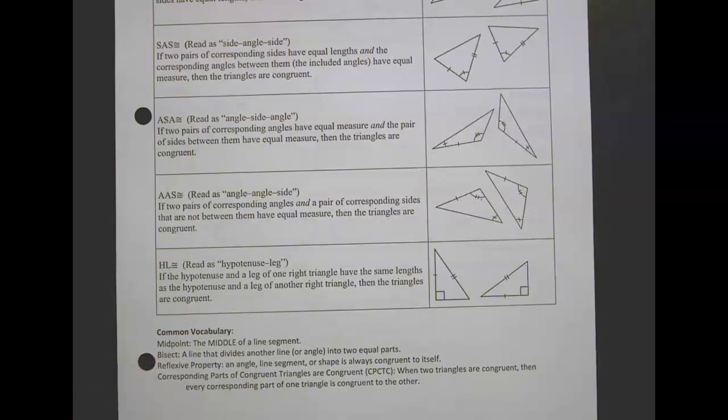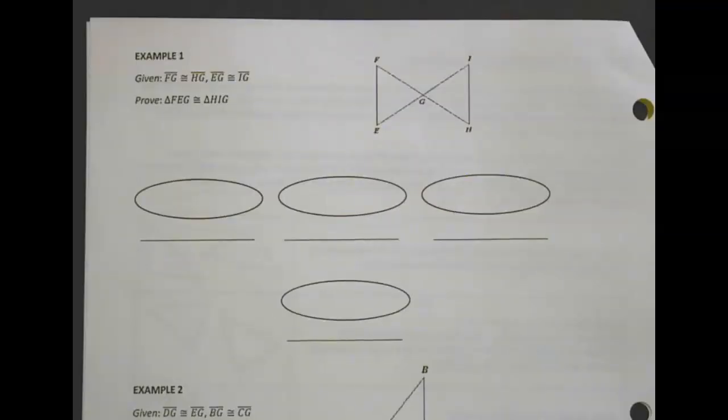So go ahead and pause the video, find example 1, read over it, and then we're going to do example 1 together. In example 1, you're given 2 statements as well as what you need to prove. Anytime you are doing a triangle congruency proof, you need to mark your diagram. Whatever information they give you, the diagram needs to be marked with that information.